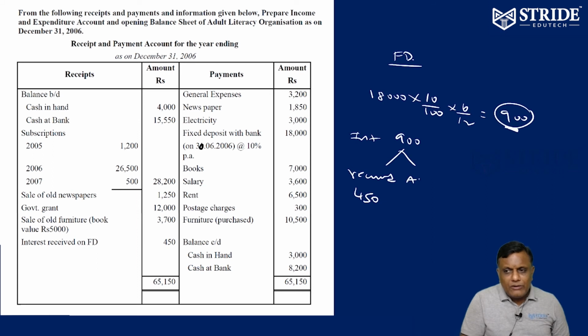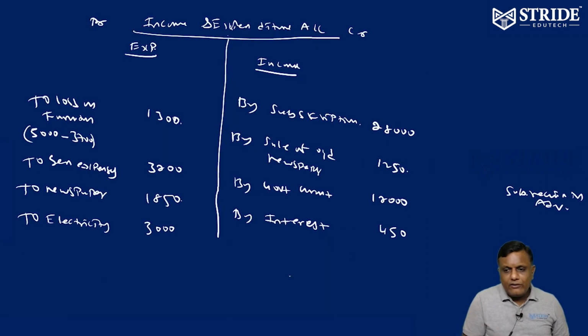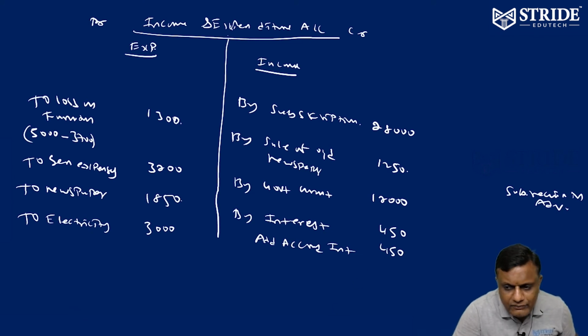450. How much accrued? Balance 450. So this 450 accrued is to be added to the income account as well as the asset side. Okay, right. So by interest how much? 450. So add accrued interest 450.